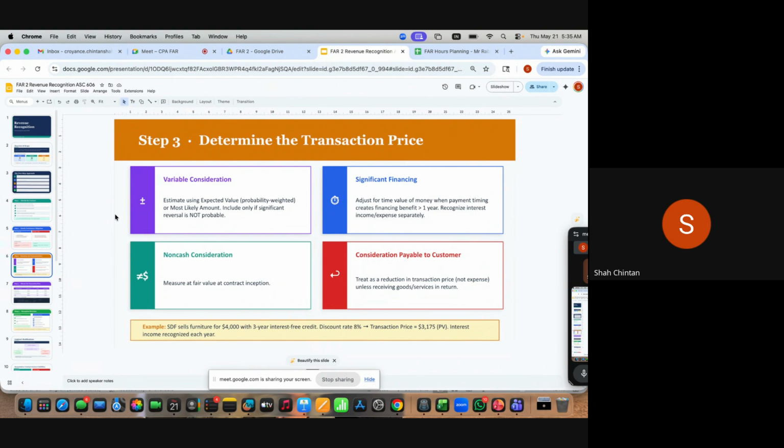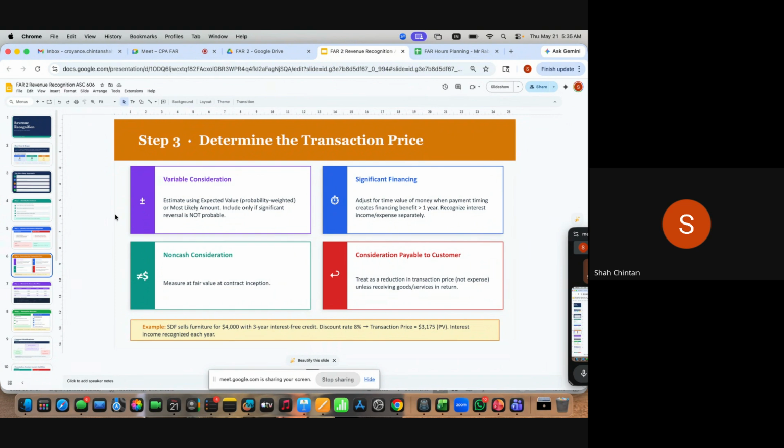And then the significant financing component. If the date when you get the money and the date when goods or services are delivered are more than 1 year apart, then there is an interest component involved. So you are not only selling the goods or the services, you are also giving a loan to the customer. Non-cash consideration, we are yet to see it. So after a couple of sessions, we will see the complex part.